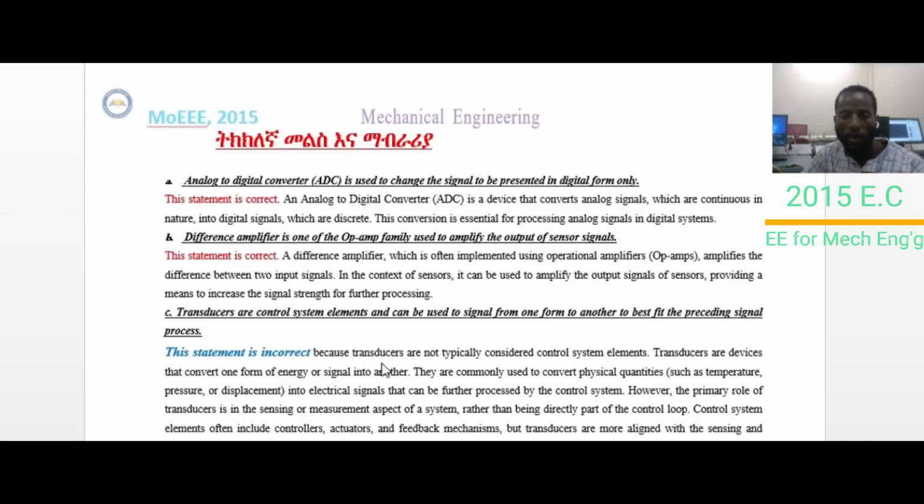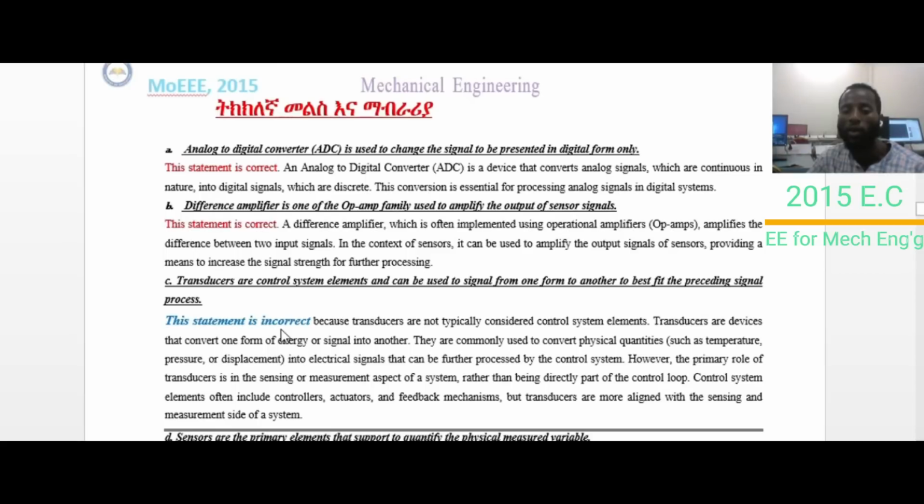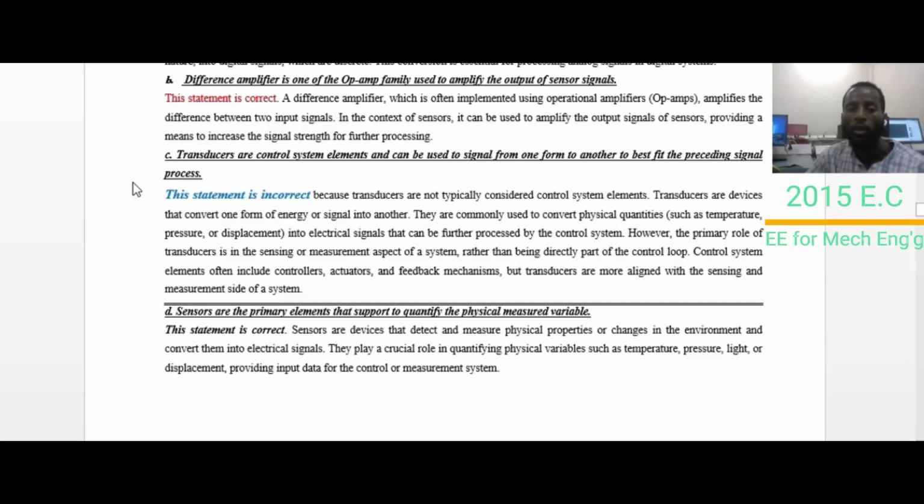And C. Transducers are control system elements and can be used to change signal from one form to another to best fit the preceding signal process. This statement is incorrect, because transducers are not typically considered control system elements. These transducers are devices that convert one form of energy or signal into another, and they are commonly used to convert physical quantities such as temperature, pressure, or displacement into electrical signals that can be further processed by the control system. However, the primary role of these transducers is in the sensing or measuring aspect of the system rather than being directly part of the control loop.